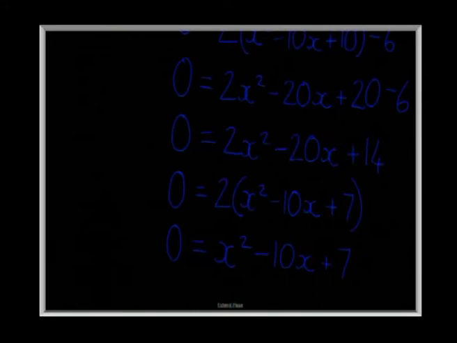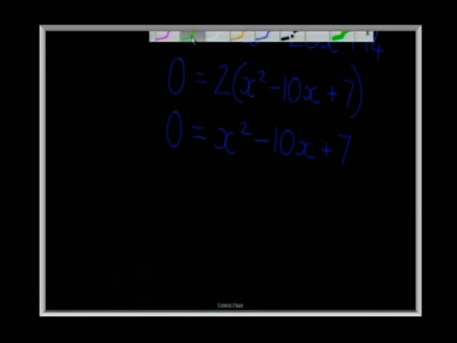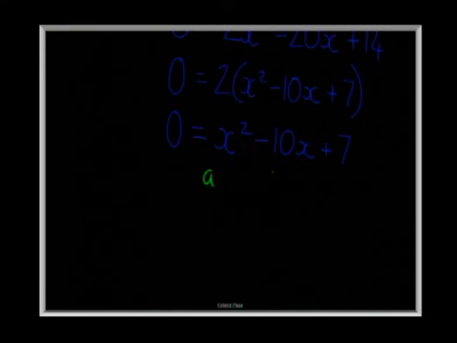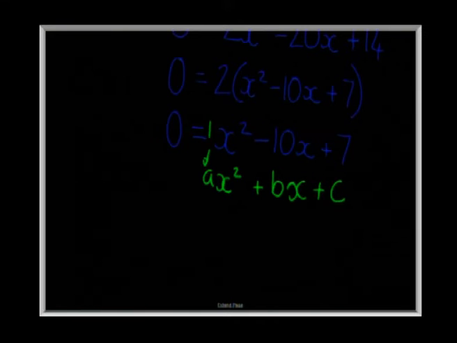Now when you use the quadratic formula, you must remember that it's using the values a, b, and c. So in the formula, y is equal to ax squared plus bx plus c, a, b, and c would be 1 and negative 10 and 7.